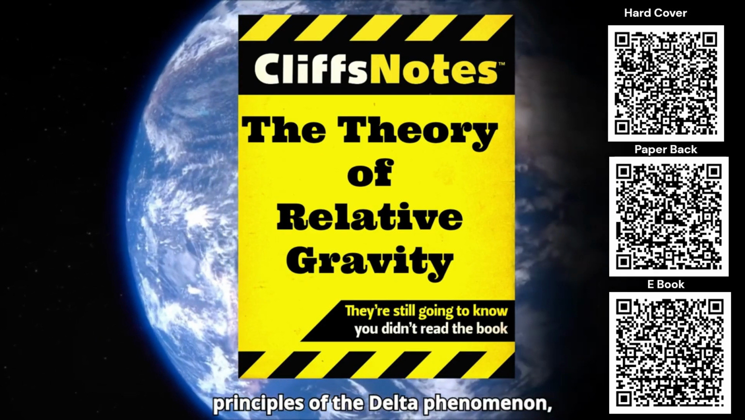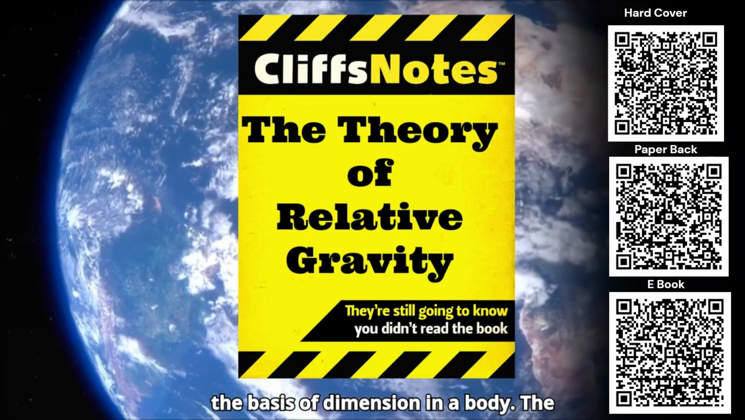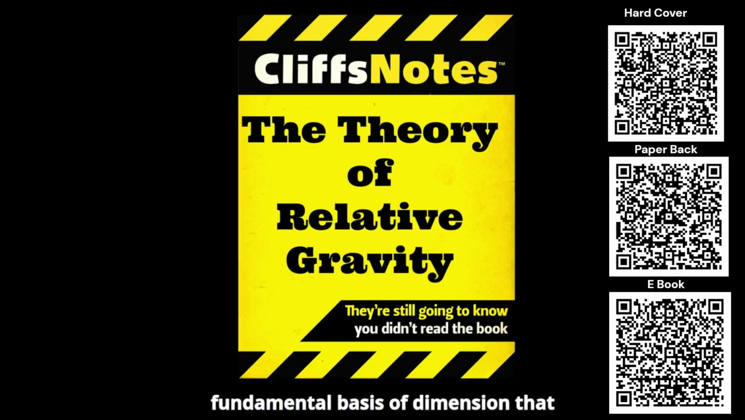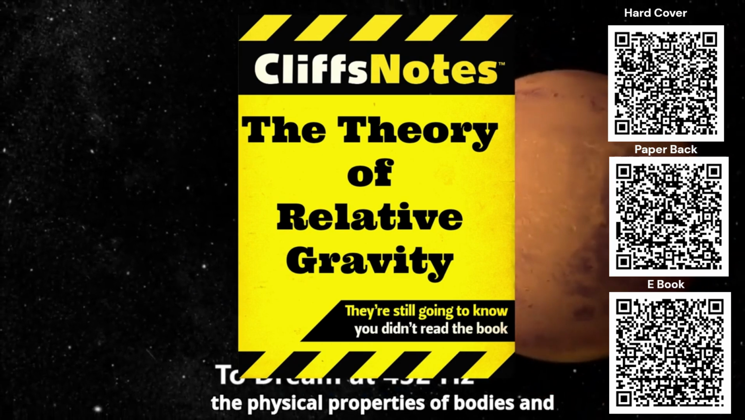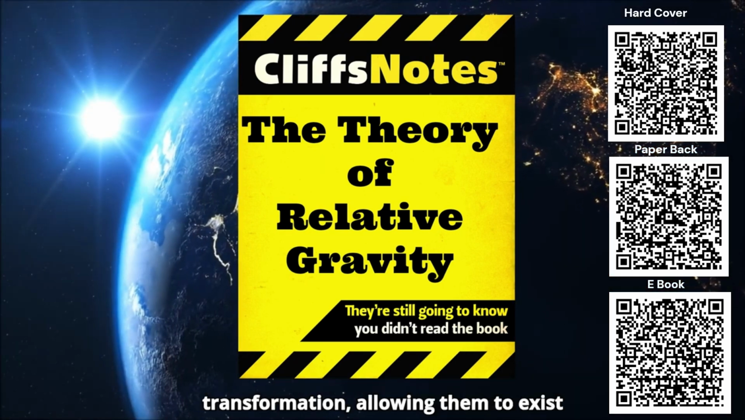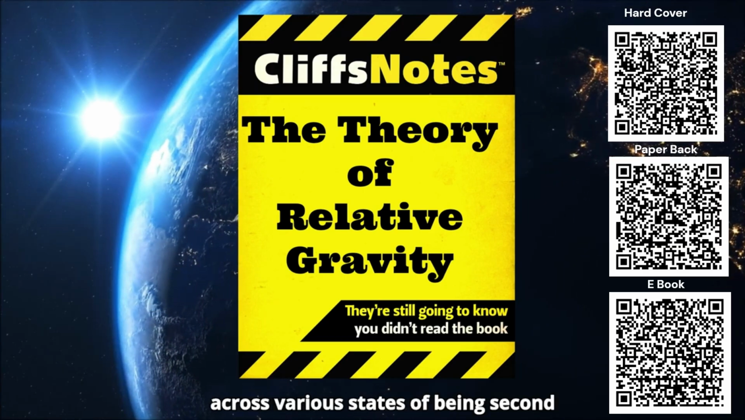Key principles of the delta phenomenon. 1. The basis of dimension in a body. The delta phenomenon serves as the fundamental basis of dimension that underlies all entities. It proposes that the physical properties of bodies and systems are not fixed in a singular state, but are instead subject to transformation, allowing them to exist across various states of being.